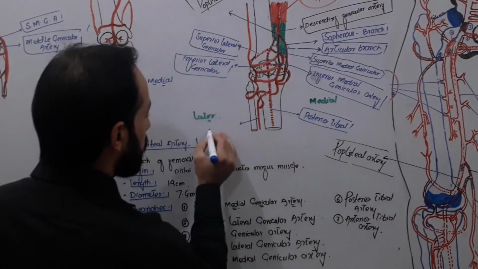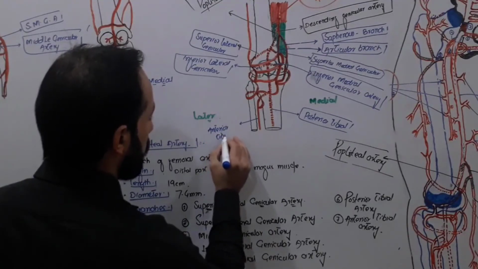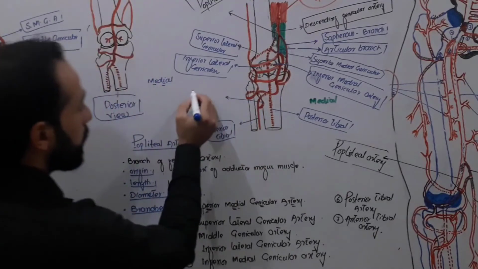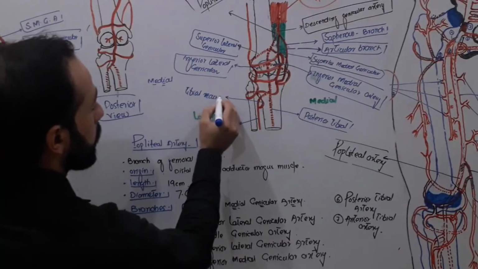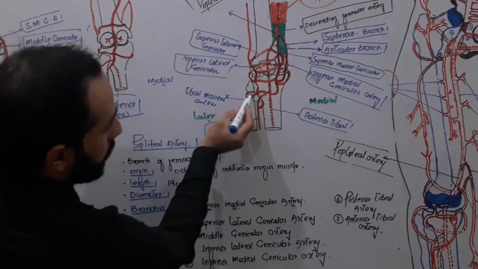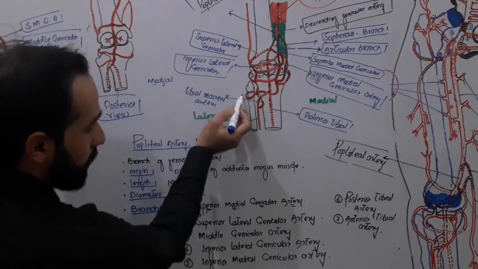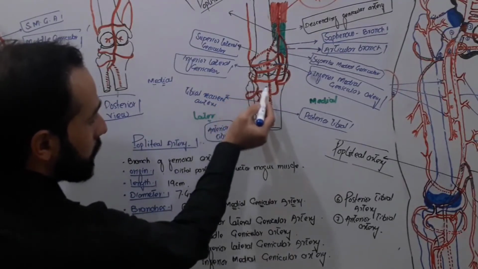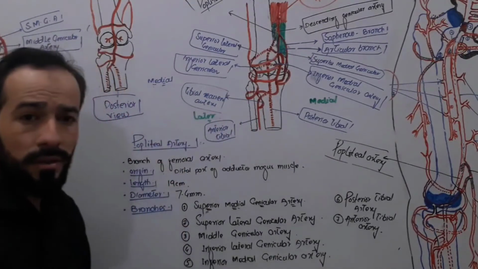This is our anterior tibial artery. Tibial, right? And this will be our tibial recurrent artery, and it is anastomosing with the inferior lateral genicular artery. You can see here, right? So this is our tibial recurrent artery.